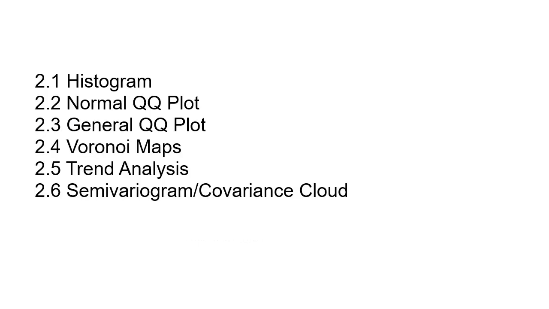In this part, we will discuss the histogram, normal QQ plot, general QQ plot, Voronoi maps, trend analysis, semi-variogram, and covariance clouds. This part is important from the viewpoint of data understanding, whatever data you have collected, whether your survey data or data you have collected with the help of the internet. Whatever data it is, it will give you an insight, and this is very important before you go to any kind of interpolation. You must have an understanding of your data, the nature of your data distribution.